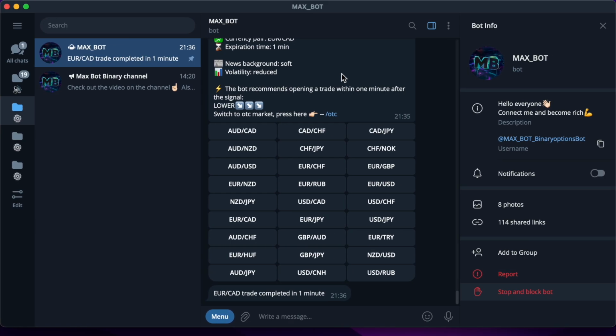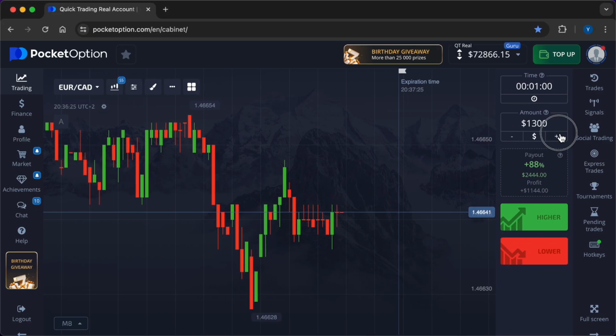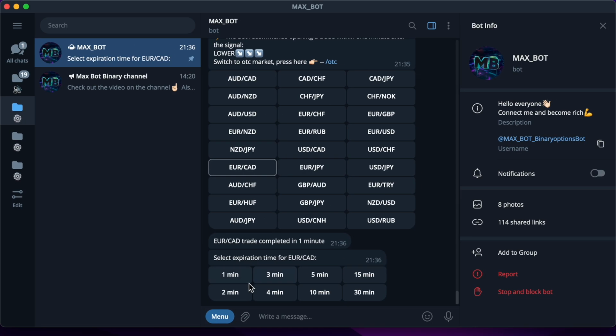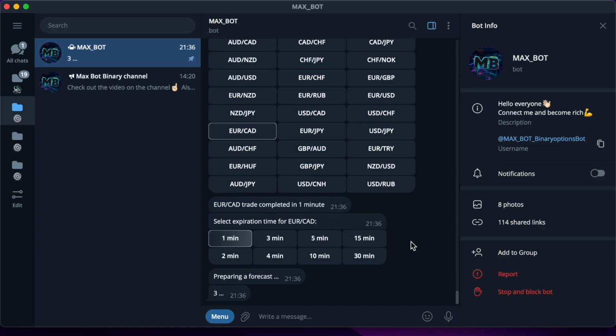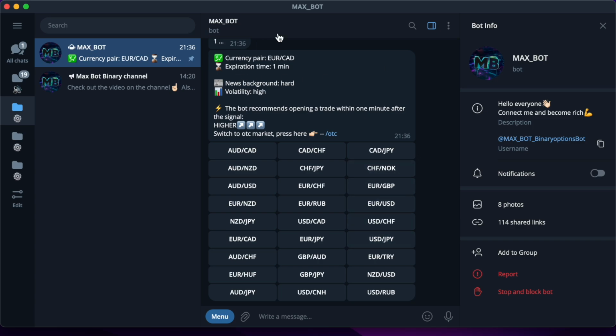$1,144 is the profit from the first trade. That's great. I'll keep working. I will invest a larger amount, $1,700. 2 clicks in the bot menu and the signal appears in front of us.